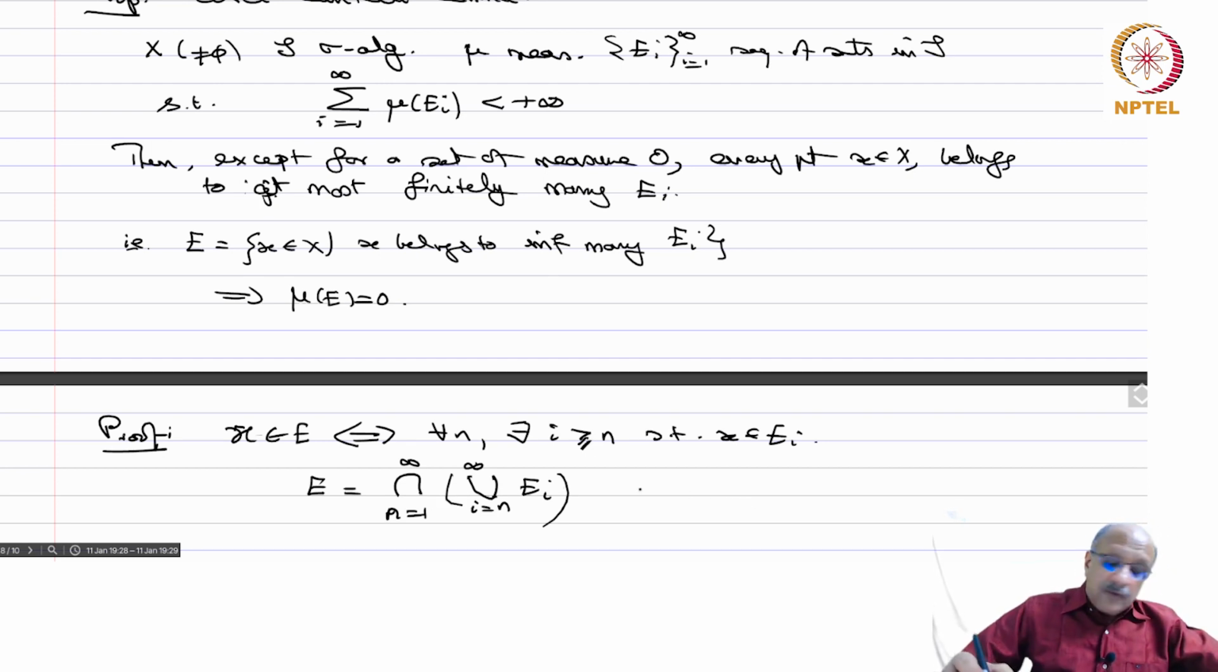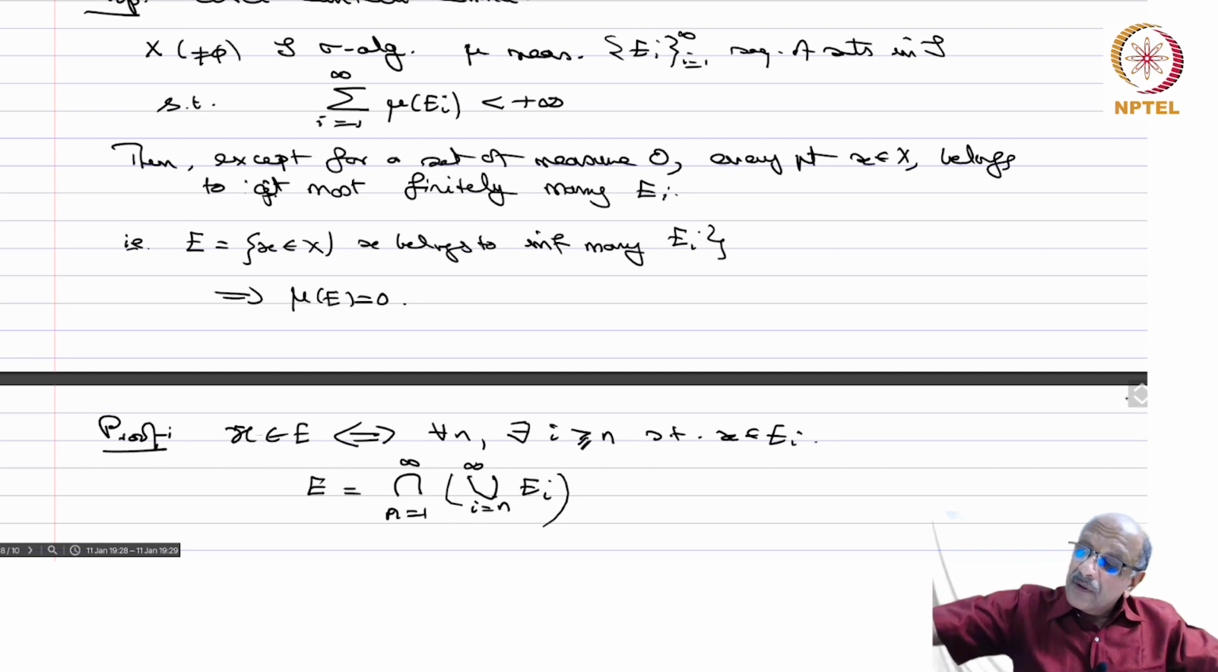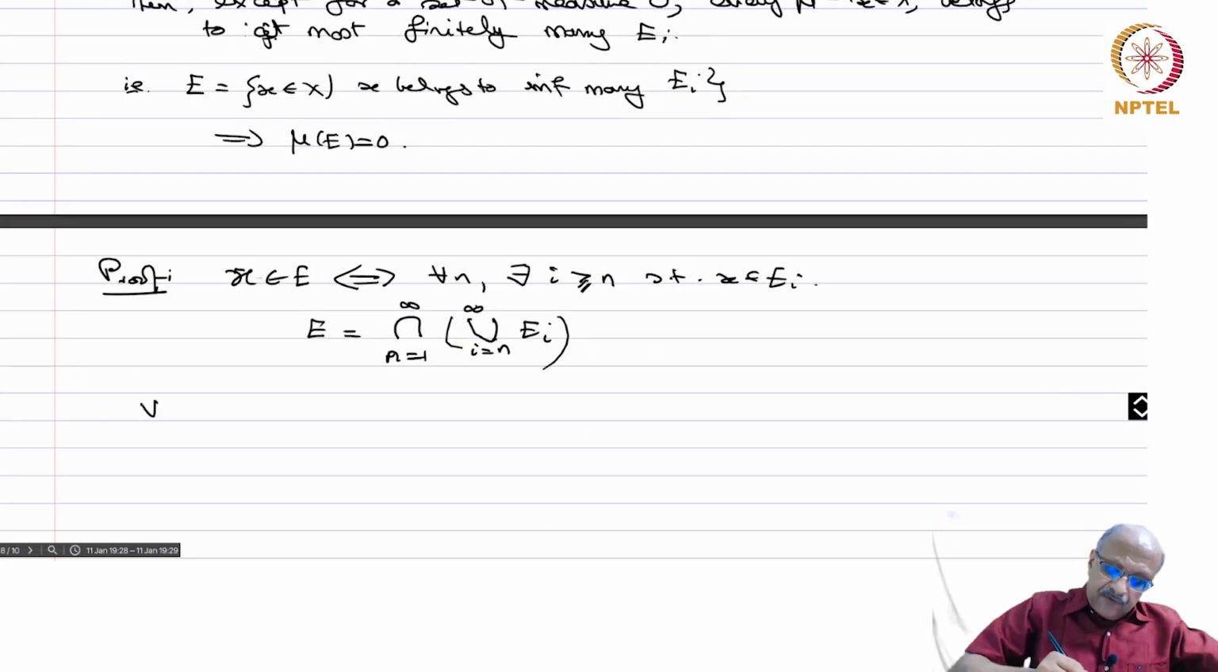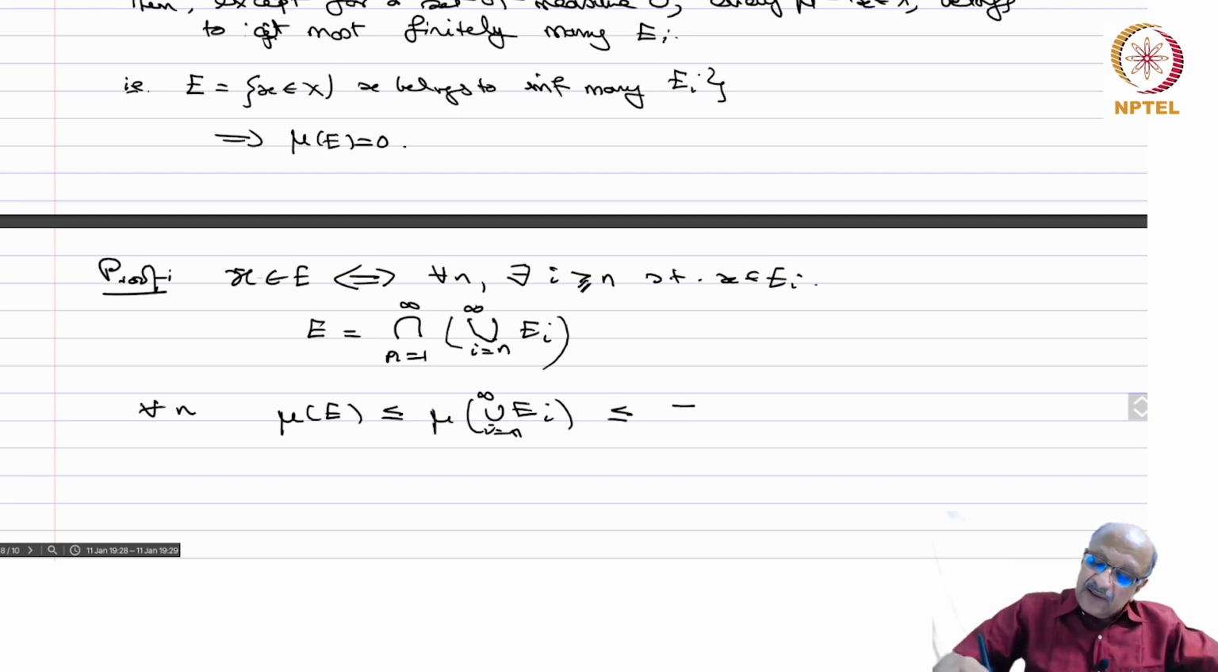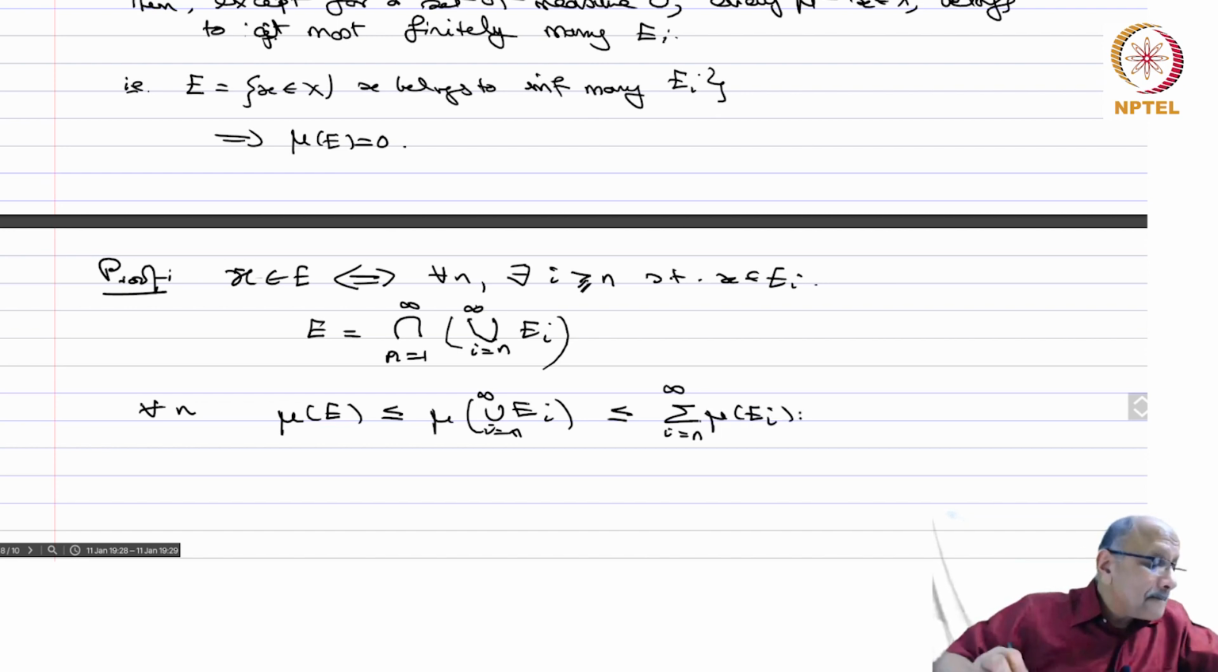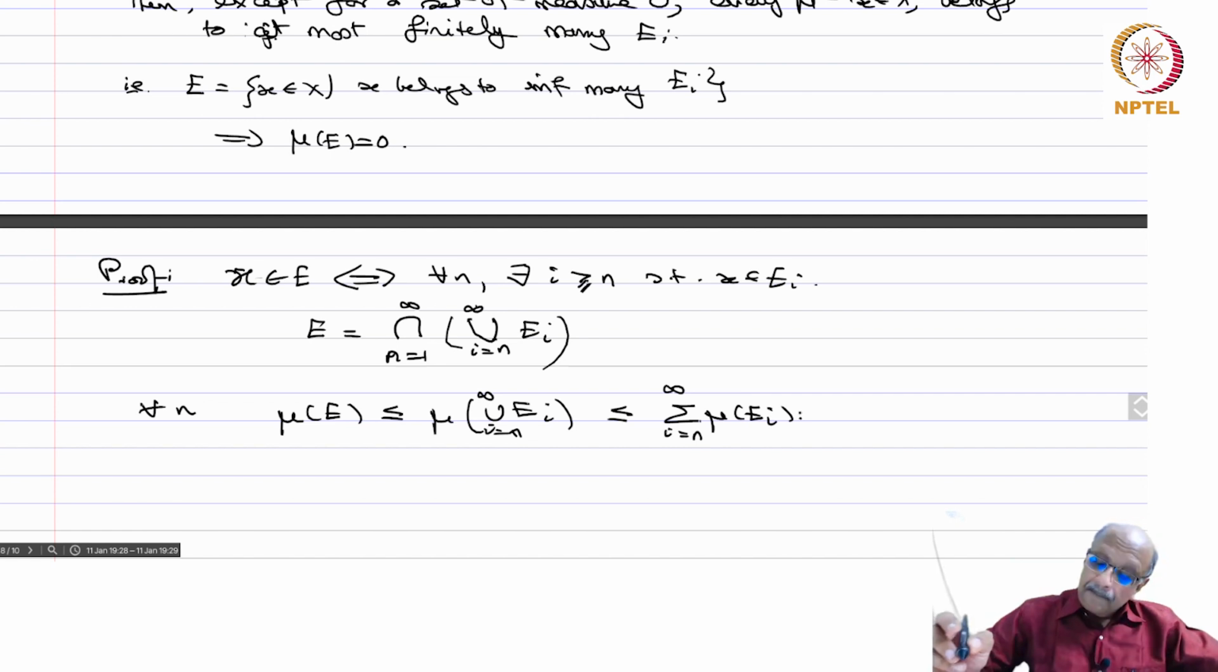Okay, so once you have this, then for every positive integer n, you have mu of E is less than or equal to mu of the union, i equals n to infinity, of E_i, which we know by subadditivity is less than or equal to the sum, i equals n to infinity, of mu of E_i. But this is a tail of a convergent series.